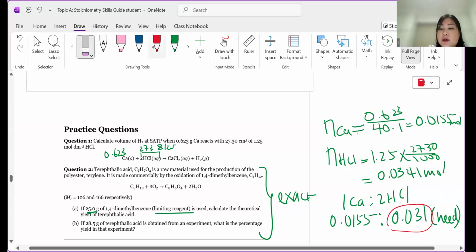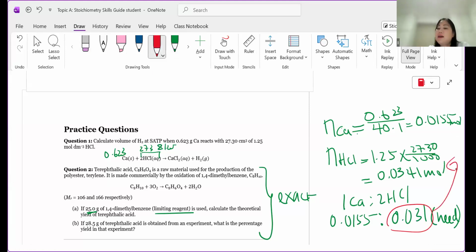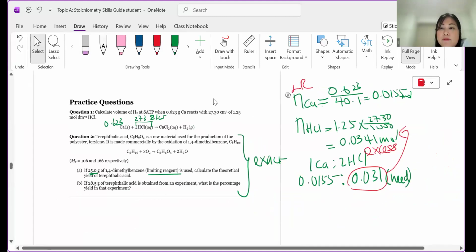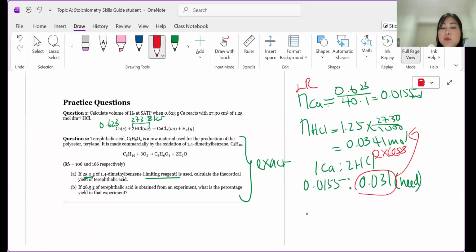So you check, do you have what you need? Sorry, it's with the HCl. You have what you need. I have what I needed, and in fact, this is in excess. So therefore, this is the limiting reagent. So using the limiting reagent amount 0.0155, we will do the mole ratio with limiting reagent.